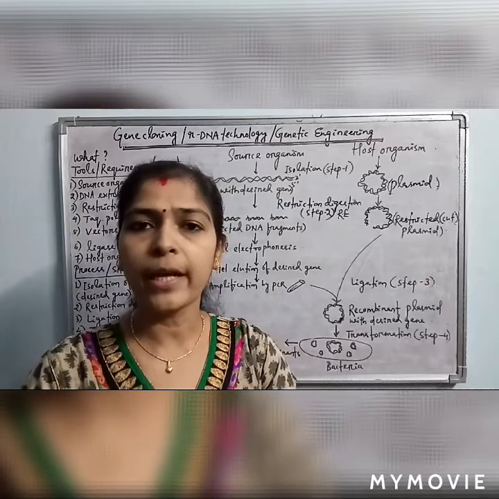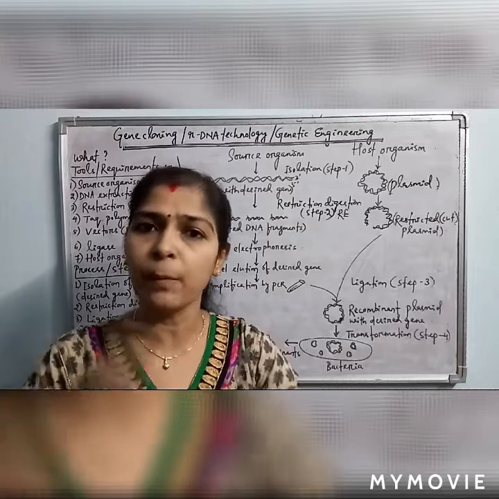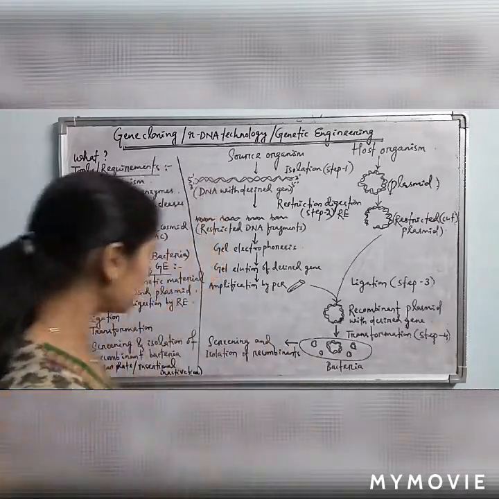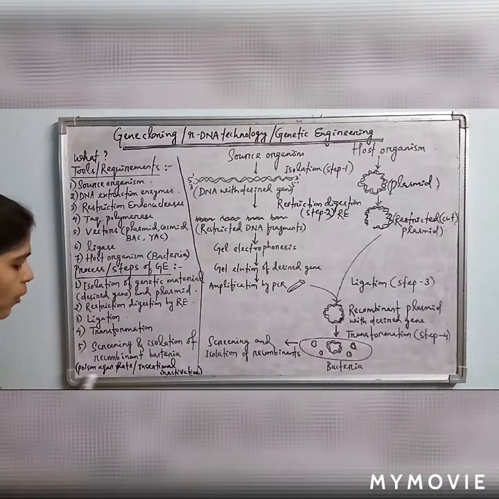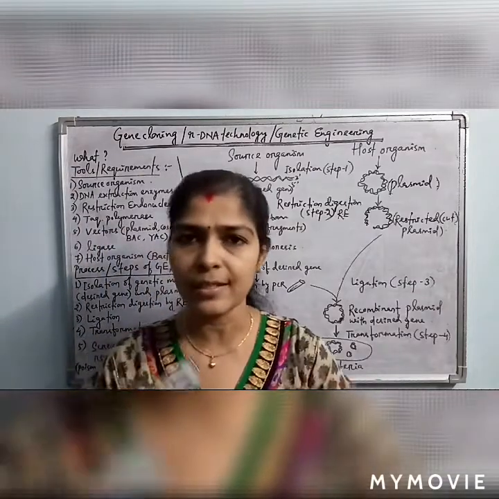Okay, so easily we can isolate the transformed bacteria from the non-transformed bacteria, meaning bacteria with the plasmid from bacteria without the plasmid. This is the poisonous agar plate. Another method is insertional inactivation. Second is insertional inactivation. What is insertional inactivation? In this case, what is there?